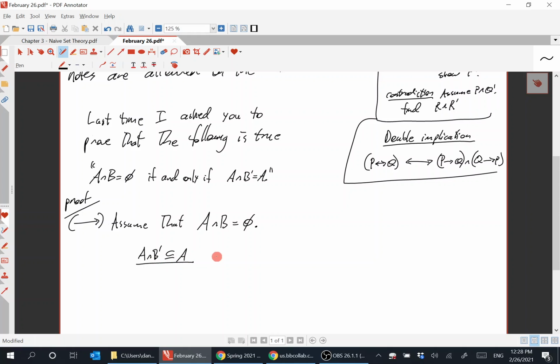Well, if X is an element of A intersection B complement, then by definition, what? Well, X is in A and X is in B complement. Let's say it this way: let X, because this is the way I've been saying to do it, be an element of A intersection B complement. So by definition, X is in A and X is in B complement. But that's all we need.